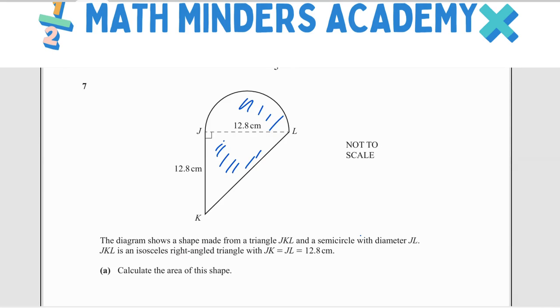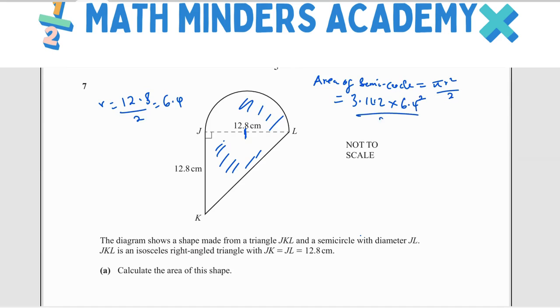Area of semicircle. We take area of semicircle equals pi r squared all over 2, which will give us 3.142 times the radius is half of this. So the radius is 12.8 all over 2, which is 6.4.